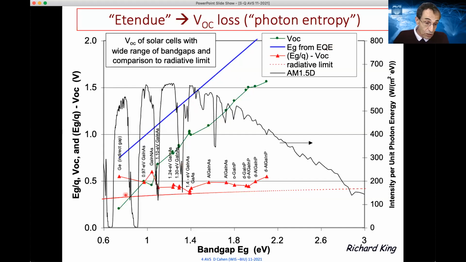And we can measure the open circuit voltage, which is what they did, the green. And the difference are these red triangles, which are connected here. The red line is what you would expect if all your losses were only these thermodynamic losses. And you see that gallium arsenide is pretty close, was already then pretty close.